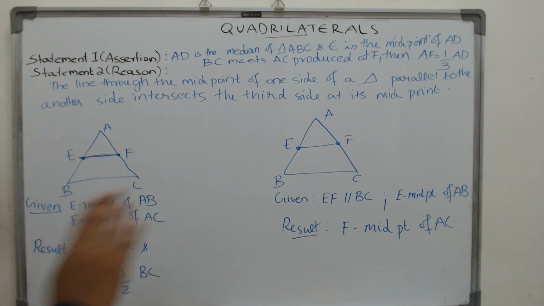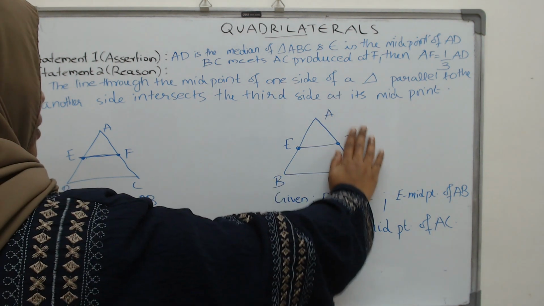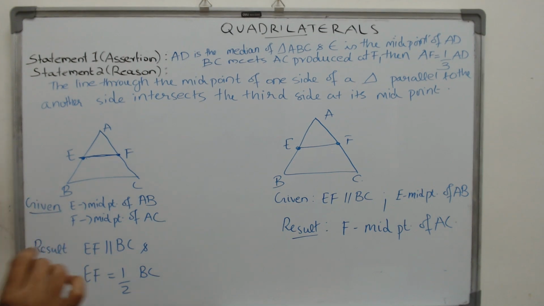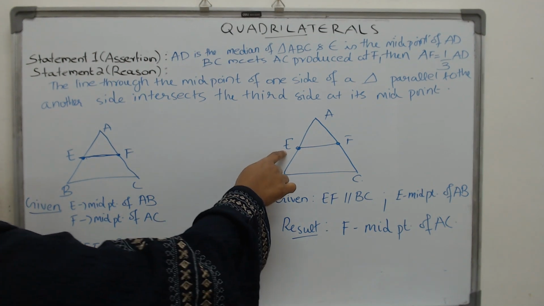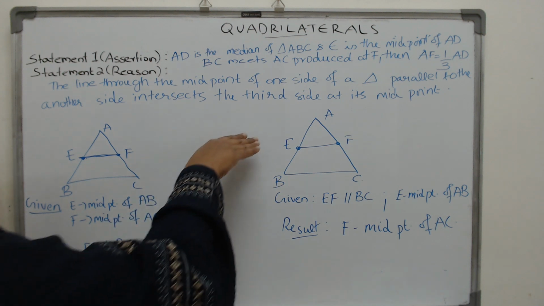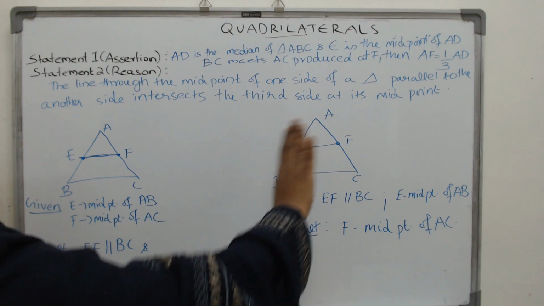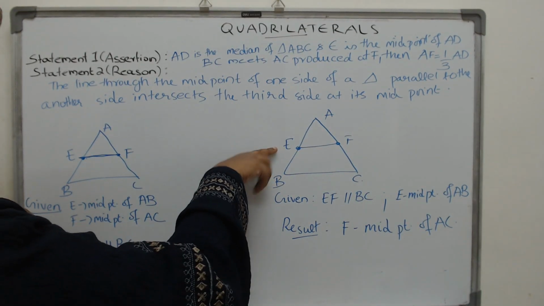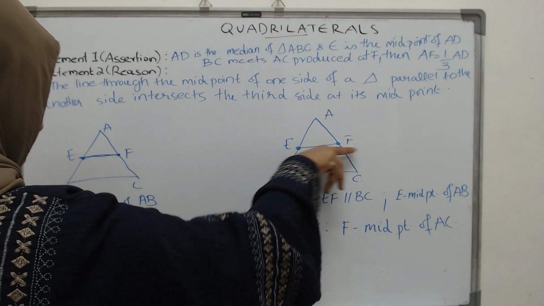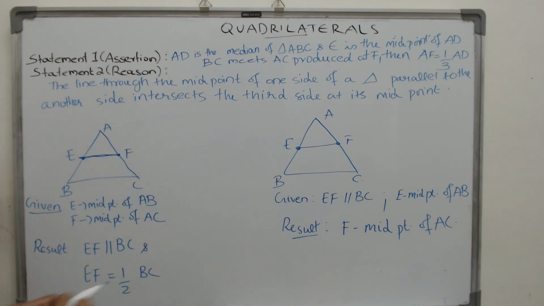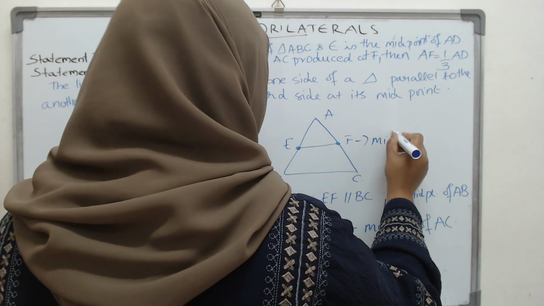What does the converse say? It is slightly different. You do not know the midpoint of this line. You only know the midpoint of one of the sides. You know the midpoint E of AB. That is all you know. Then through that E, if you draw any line, all that line has to be is parallel. If from E you draw a line which is parallel to BC, then the place where it meets the third side will be the midpoint.